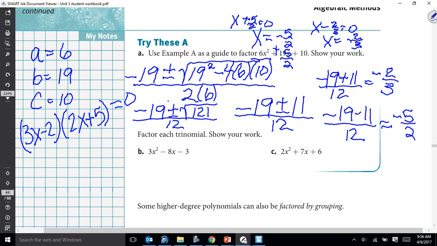So now to check it, this all equals 0. If we FOIL this out, we should have our original equation. So 3x times 2x is 6x squared. And then 3x times 5 is 15x. Negative 4x. Negative 10.